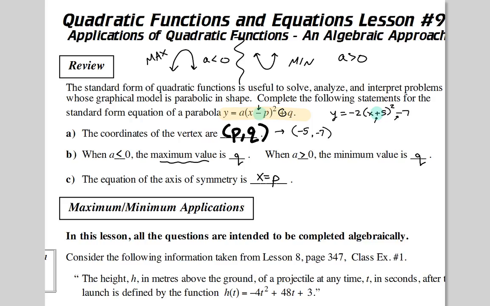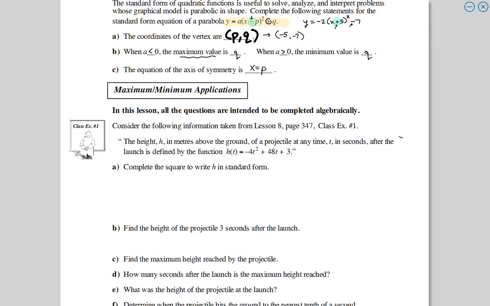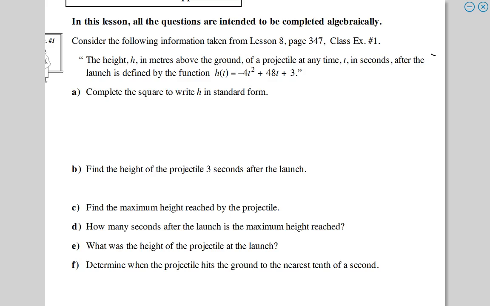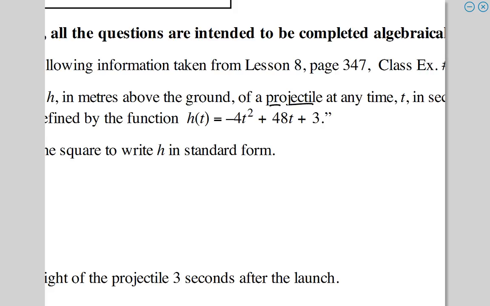Okay, sorry about those interruptions, and let's go to the application now. So it looks like they want us to do that same problem from lesson 8. Okay, so this is a projectile problem. Projectile problems are basically the ball goes up in the air and the ball comes down, and it follows a parabolic path. Taking a look at this, the A value is going to open down.